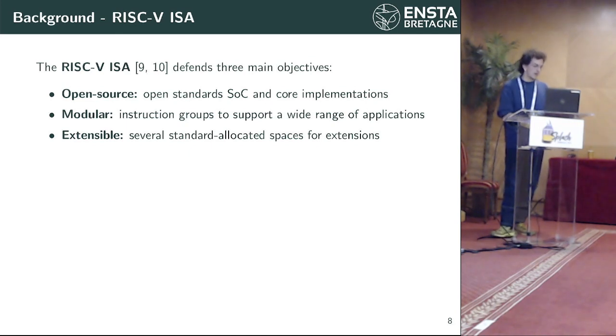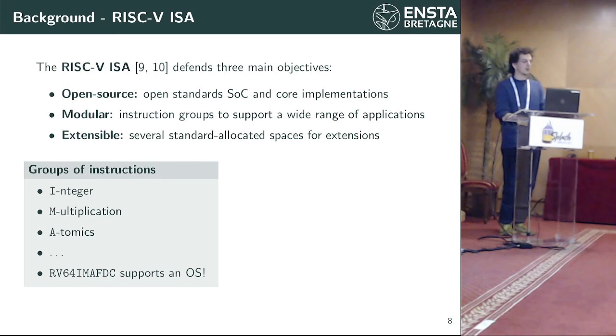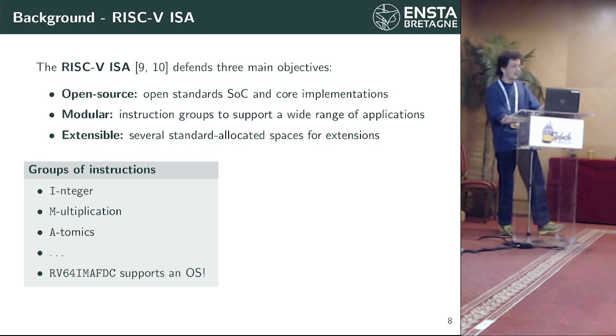As an example, we have the base one, which is I for integers. We have multiplication, and so on and so forth. And if you manage to design a core that supports the RV64IMAFDC extensions, this means that you're ready to support a fully featured OS such as Linux.